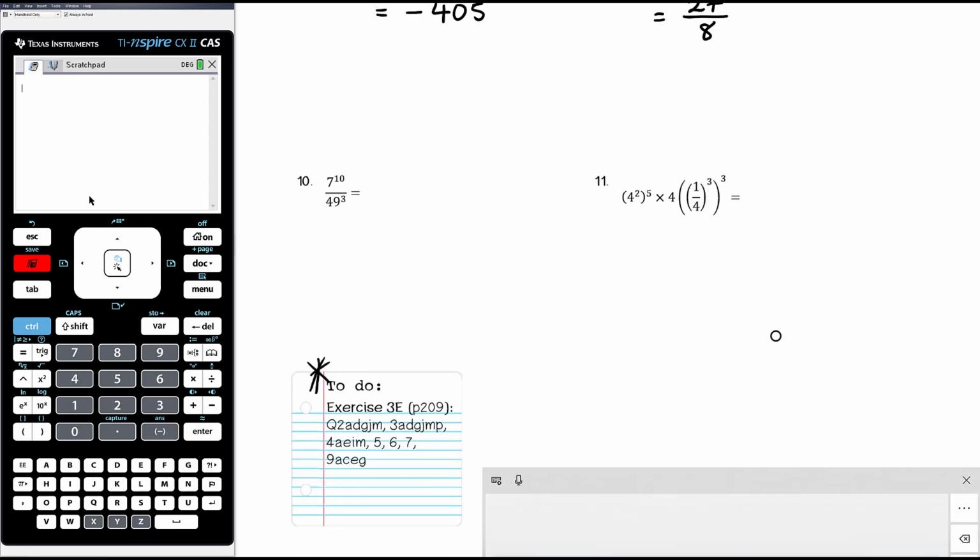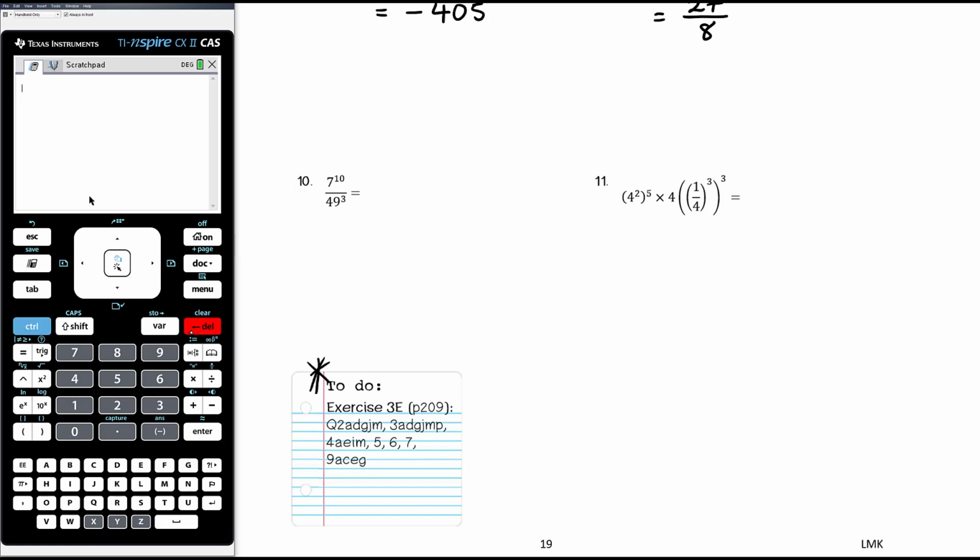Okay, question 10, we've got 7 to the power of 10 over 49 to the power of 3. Now, I don't know what 7 to the power of 10 is, and I don't want to have to work it out. Even if I had a calculator, it's enormous. 49 cubed, similarly, is also enormous. So I don't want to have to deal with working that out. We want to be able to do this without a calculator. We don't need a calculator to do these questions.